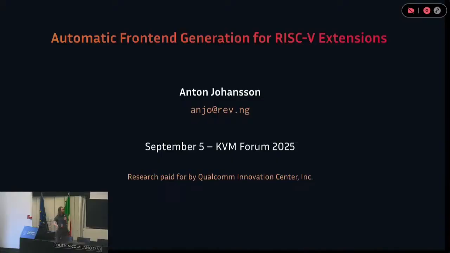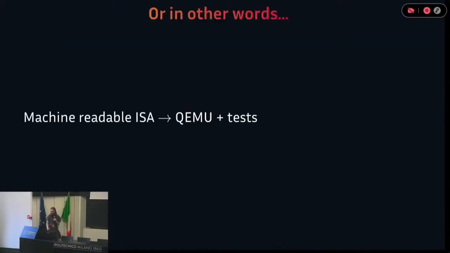Hello, my name is Anton, and I'm here today to talk to you about automatic front-end generation for RISC-V extensions. In other words, we want to go from a machine-readable ISA to a version of QEMU along with a set of tests that we can use to verify that the conversion from ISA to QEMU is correct. This will end up being very useful in early stages of development for a new ISA, particularly for testing, as we'll see later on.